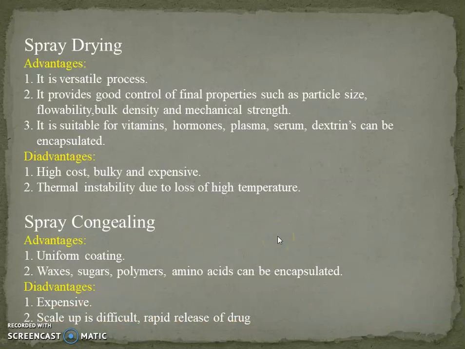Then the advantages and disadvantages of the spray drying as well as the spray congealing methods. The advantages of the spray drying method: it is a versatile process. It provides good control of final properties such as particle size, flowability, bulk density, as well as the mechanical strength of microcapsules. It is suitable for vitamins, hormones, plasma, serum, dextrin that can be encapsulated by using spray drying methods.